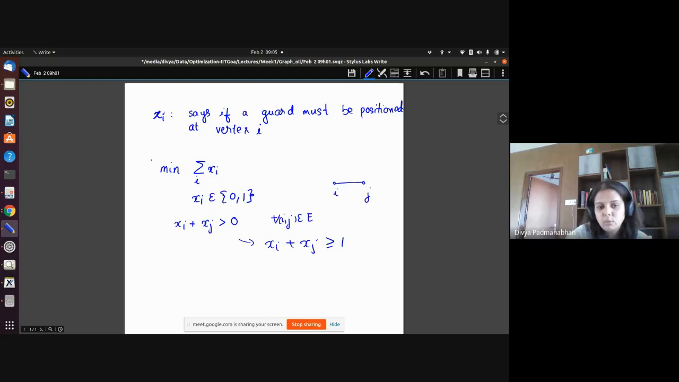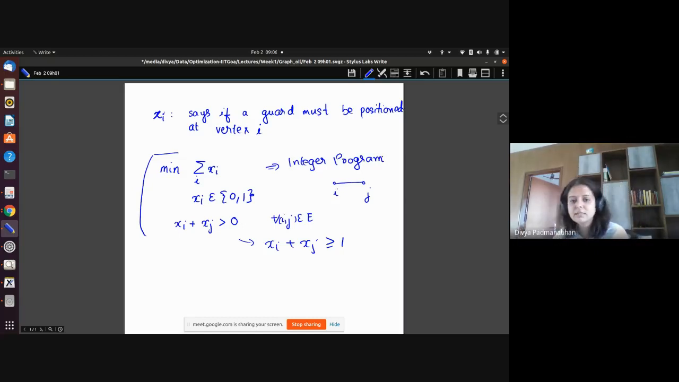So this is one way. This is what is called an integer program. Integer programs generally can have xi's taking any integer values, and this is a specific case where you have binary valued variables. So this is a binary integer program.